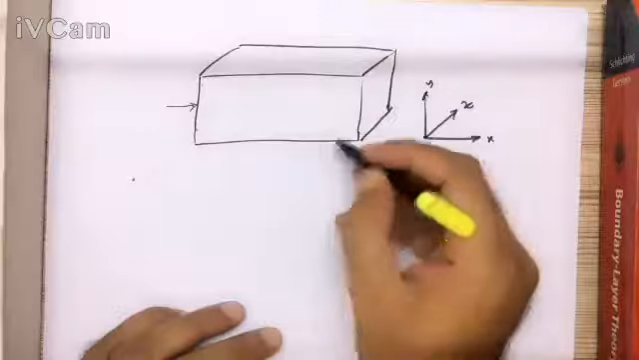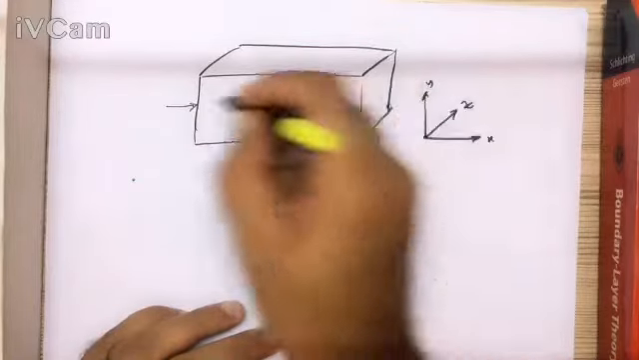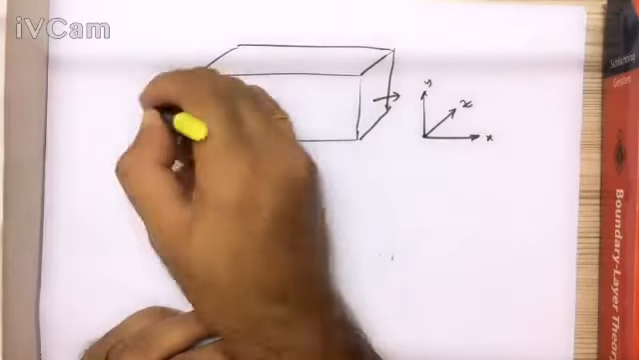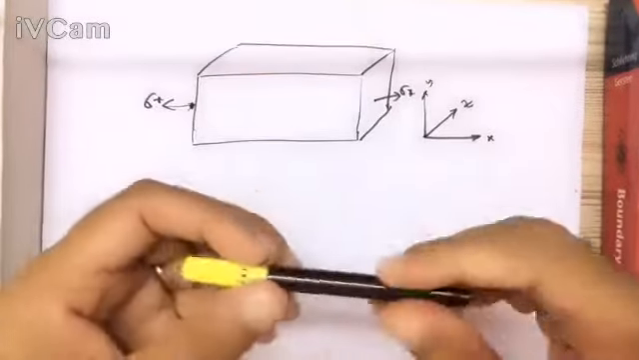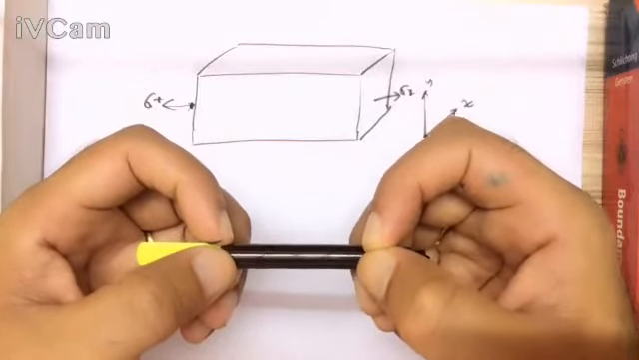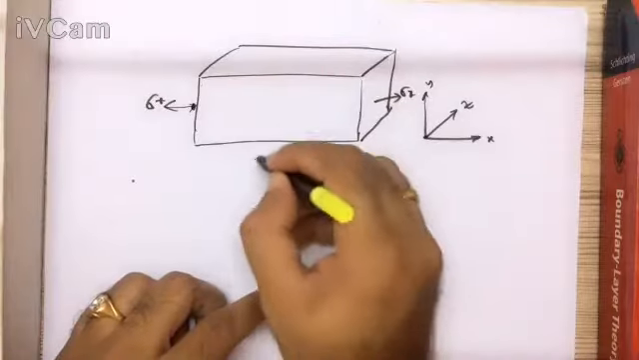Let us suppose there is some tensile stress acting on the body, acting on the cube in x direction. Let us suppose this is sigma x in x direction. Now imagine, because of this tensile stress in x direction, what happens? There will be the length, the x direction length. Let us suppose this is L, x direction length.